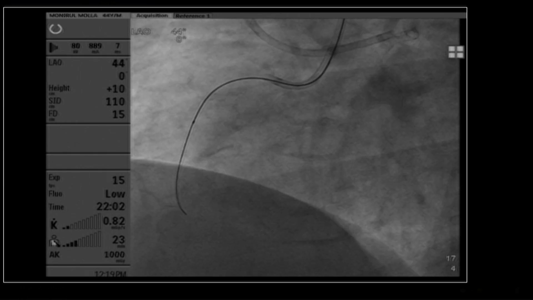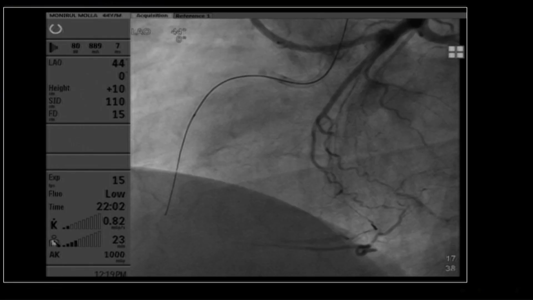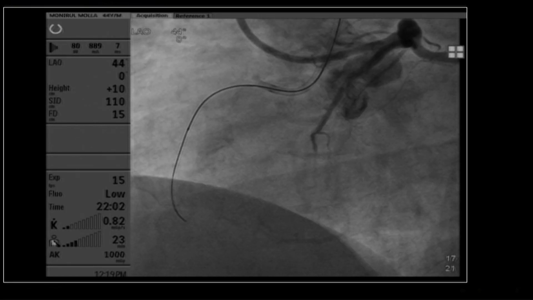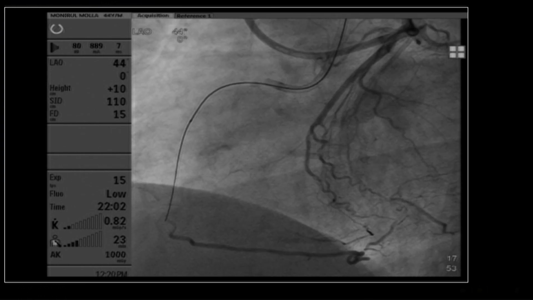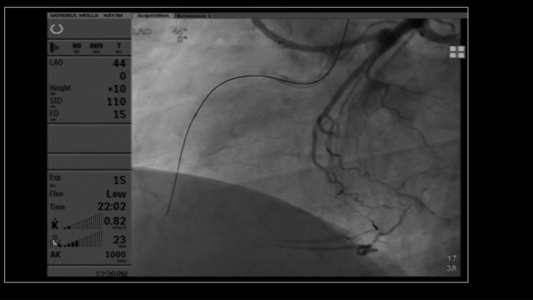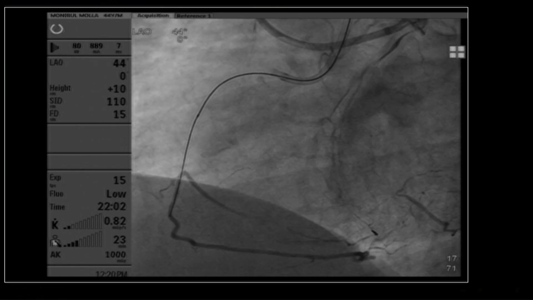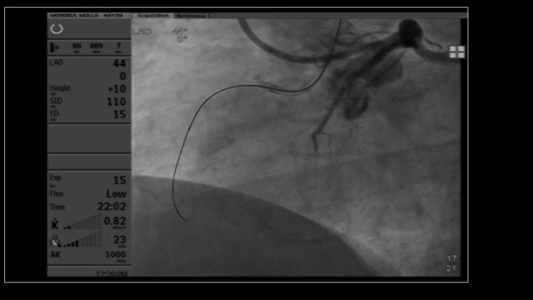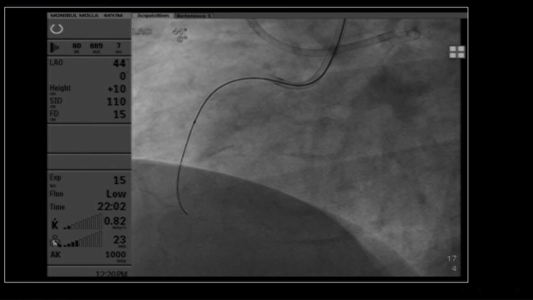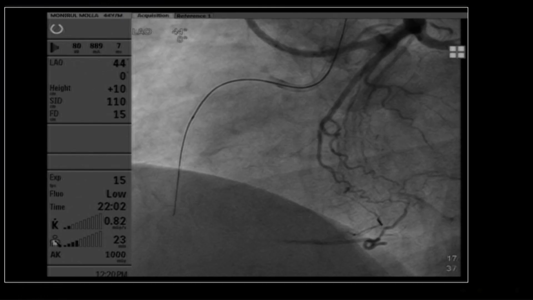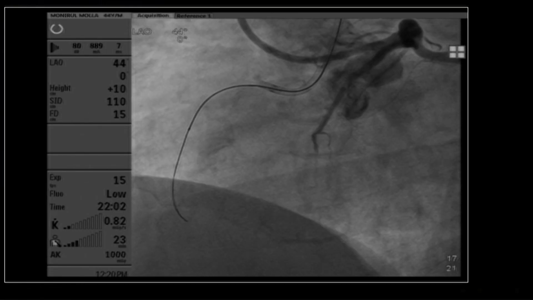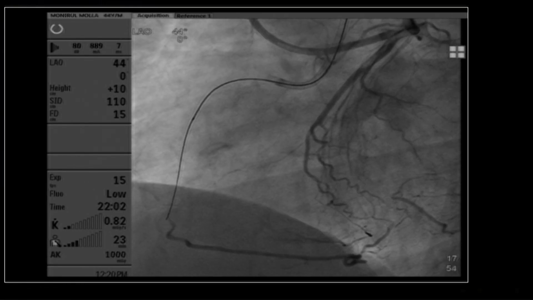So I entered, and then I manage my track by seeing in biplane. I use LAO, and then soon RAO, because sometimes it looks like it is gone through, but in the other view it is miles away. So you keep tracking it in the two views, and then your microcatheter moves forward and gives you a little more support. And this support is the biggest thing in CTO crossing, I tell you.